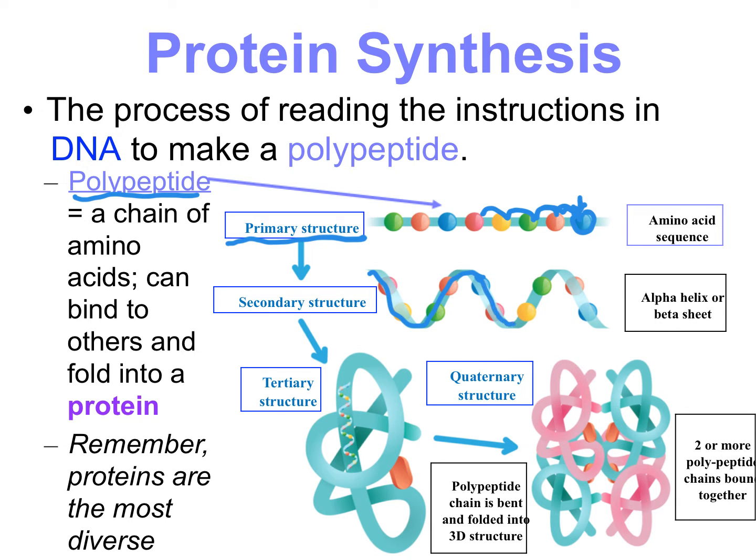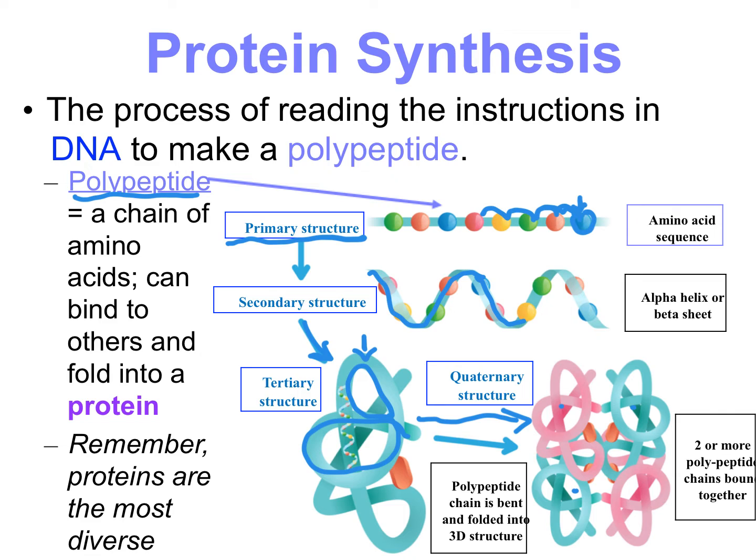And once it starts to form this helix, it'll form a tertiary structure where it'll start to fold in onto itself. And then if we get a couple of tertiary structures together, we're going to form this quaternary structure where the proteins are all bonded together. So two or more of these polypeptide chains bound together is a quaternary structure. And a polypeptide chain will fold onto itself.